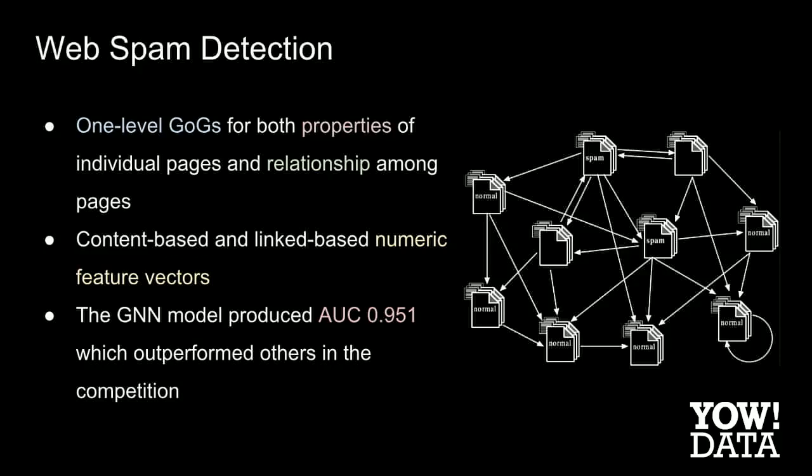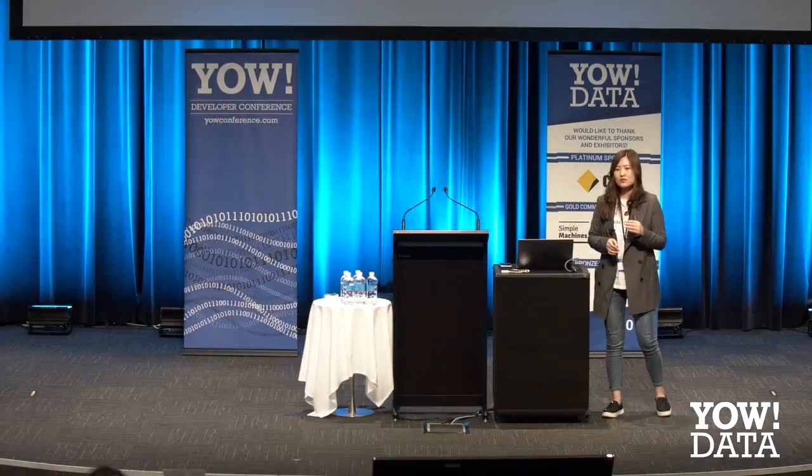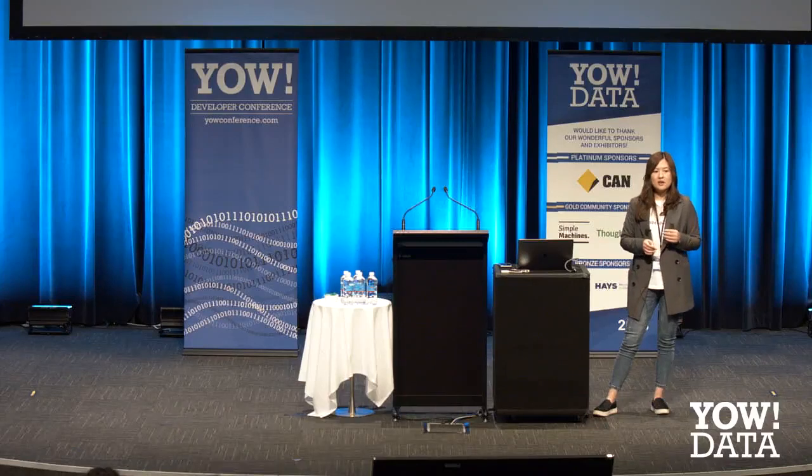As I mentioned earlier, we have this web spam detection task. For this task, we created a one-level graph of graphs for the properties of individual pages and the relationship among pages. In such a web graph, the nodes represent the documents and the links represent the hyperlinks. Each node is described by a feature vector that contains some content-based and link-based information. Content-based information includes the number of words in the document, the average length of the word, the fraction of the anchor text, the fraction of the visible text, etc. And the link-based features include the in-degree and out-degree of the documents, page rank value, trust rank value, etc.